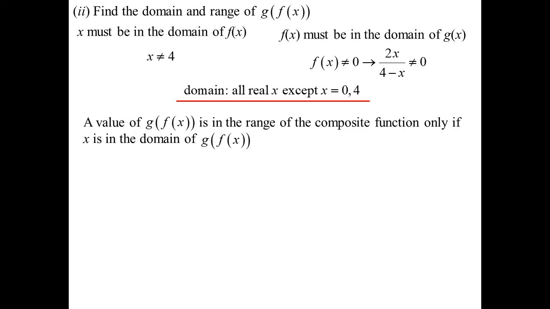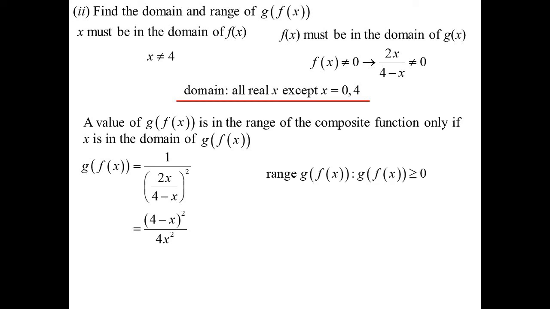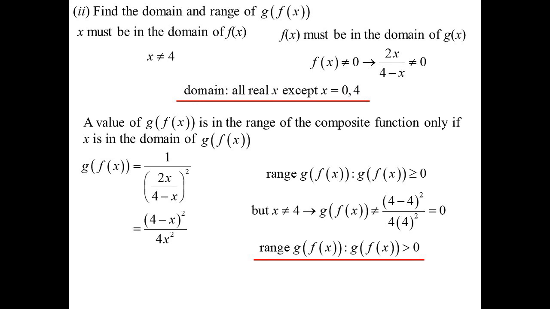Now the tricky bit, the range. Let's work out the composite. The composite is 4 minus x all squared over 4x squared. The range of that is positive numbers. I've got a square on a square. It's got to be positive numbers. However, we know x can't equal 4. We said that up there. So therefore I can't substitute 4 into this, which means I can't get the answer 0. So my range is just all the positive numbers for that one.